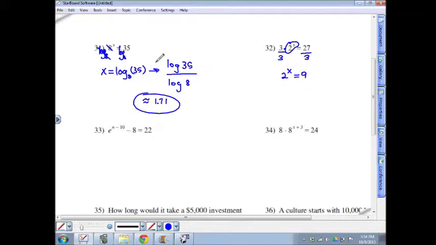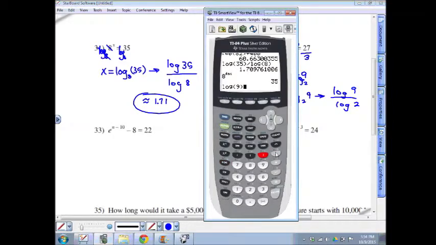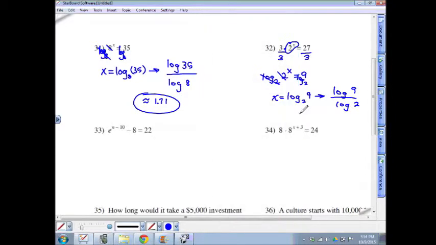So now we are at the same spot we were in question 31. We need to cancel the base 2 using, in this case, log base 2. Log base 2 cancels the exponential base 2. We have x equals log base 2 of 9. And again, using the change of base formula, this is the log of 9 divided by the log of 2. And that's 3.17.